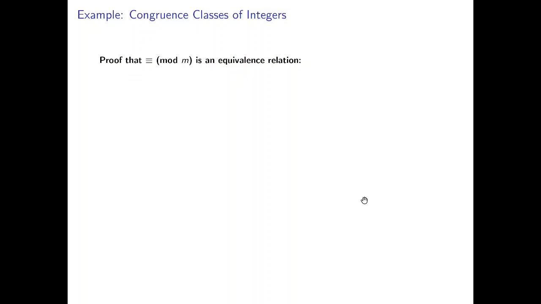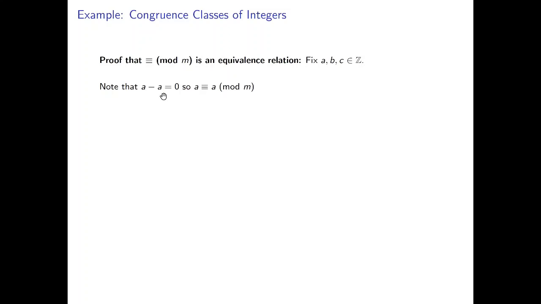So what do we have to prove? Remember, we have to check three things: that this relation is reflexive, symmetric, and transitive. Let's suppose we fix some three arbitrary integers. We first want to show the relation is reflexive, so we need to show that every single A is related to itself.